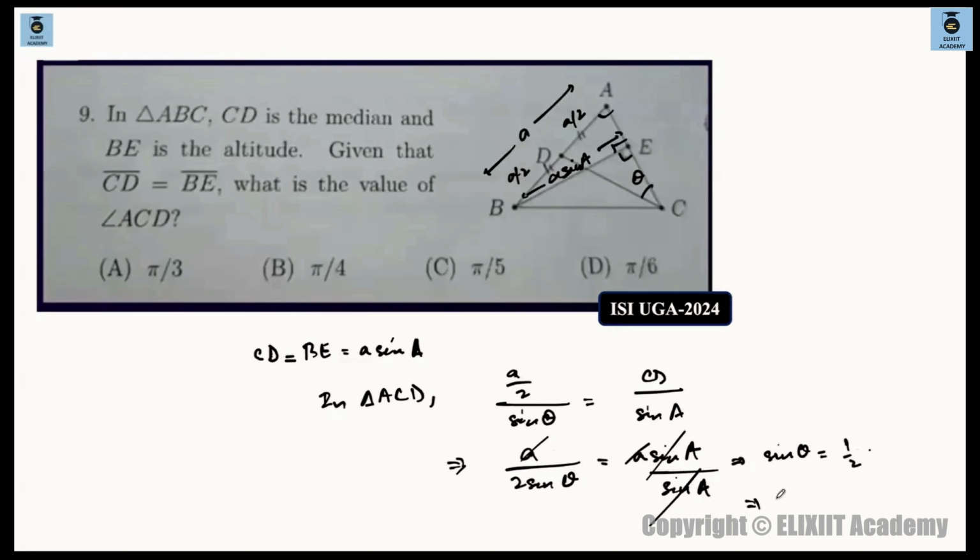Sin theta half means theta is pi by 6 as per the options given. Option D is correct. Okay. So theta is pi by 6.